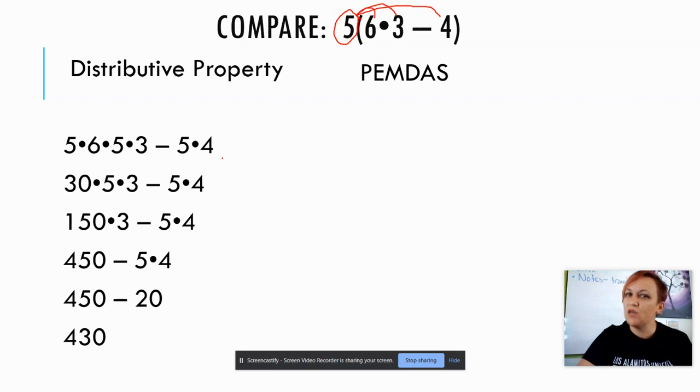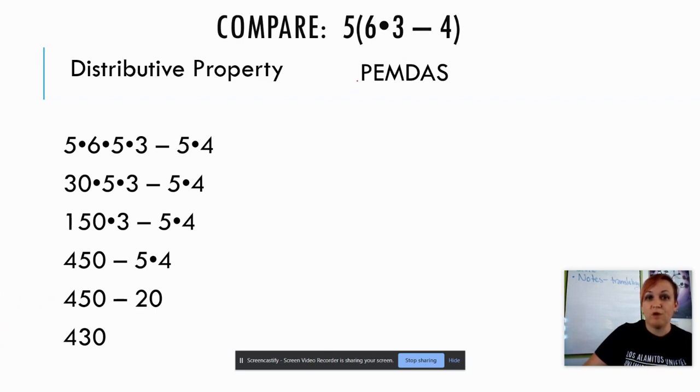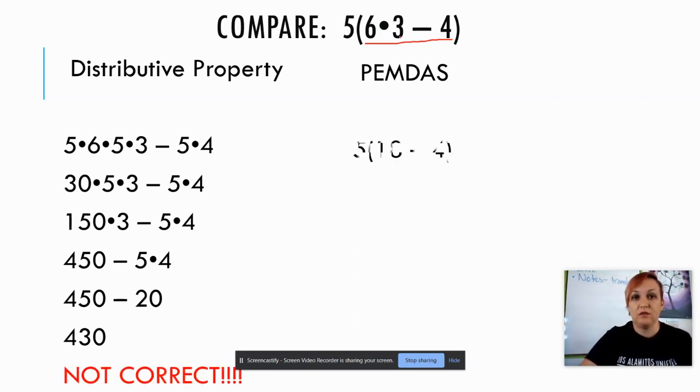And so let's check and see, what do I get if I use PEMDAS instead? If I do PEMDAS instead, I'm not going to distribute the 5. I'm going to start by simplifying the inside of the parentheses down to a single number. So I'm going to start with 6 times 3, which is 18. Next, I'm still going to do parentheses because I still don't have that single number on the inside. 18 minus 4 is 14. And I'm down to my last step. I just need to figure out what 5 times 14 is, and it is 70.